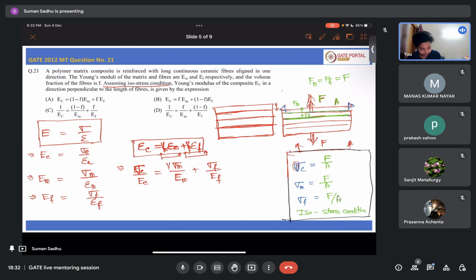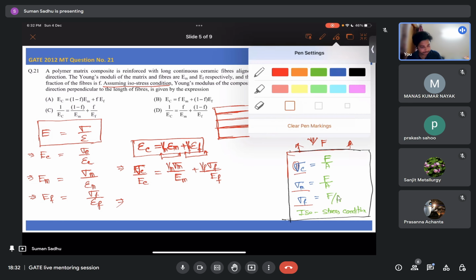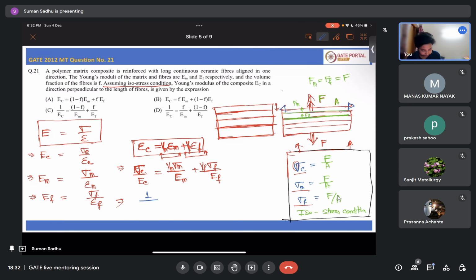So here it will be Vm into sigma m and Vf into sigma f. Now this is the iso-stress condition, so sigma c is equal to sigma m is equal to sigma f. So now what can we write? We can write 1 by the elastic modulus of the composite is equal to the volume fraction of the matrix divided by the elastic modulus of the matrix plus the volume fraction of the fiber divided by the elastic modulus of the fiber.